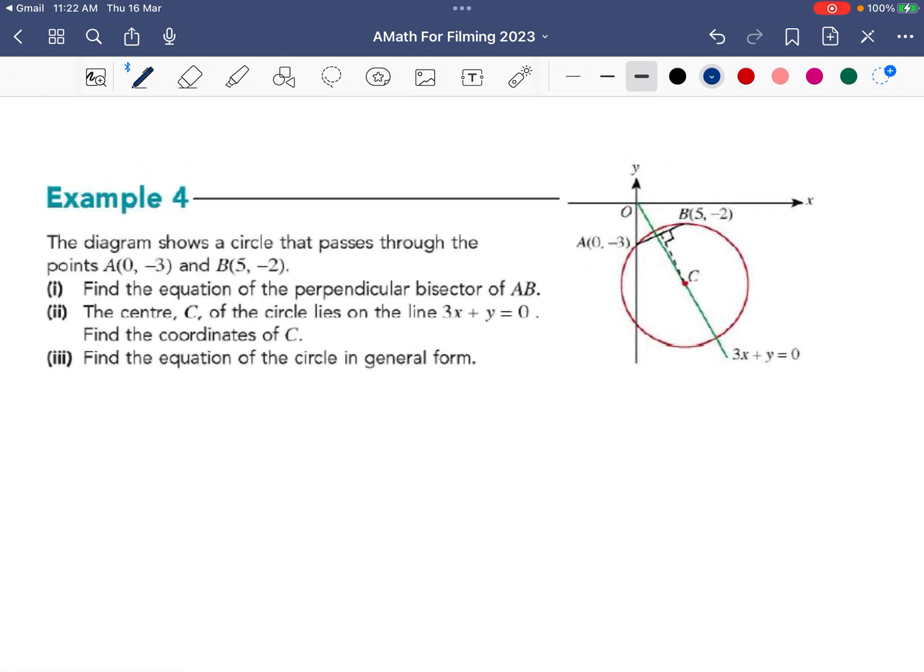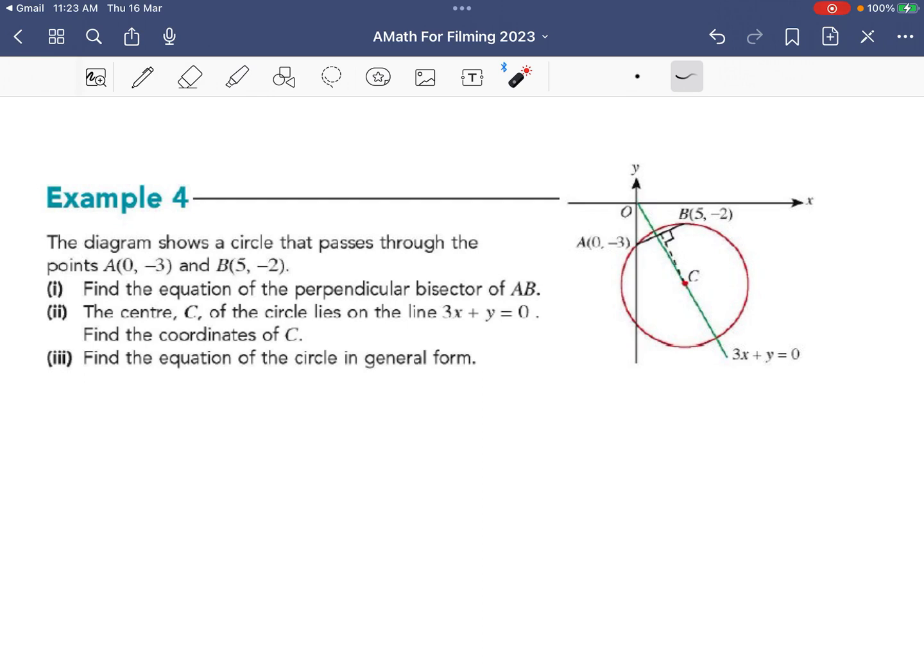Okay, example 4. Example 4 shows a circle that passes through the points A (0, negative 3) and B (5, negative 2). Find the equation of the perpendicular bisector of AB. So as we learned in E-Maths, there's this property called the perpendicular bisector of a chord. AB is actually known as the chord, C-H-O-R-D, of the circle. If you find the perpendicular bisector of the chord, you will know that it actually passes through the center of the circle. So there is a reason why this question is structured as such.